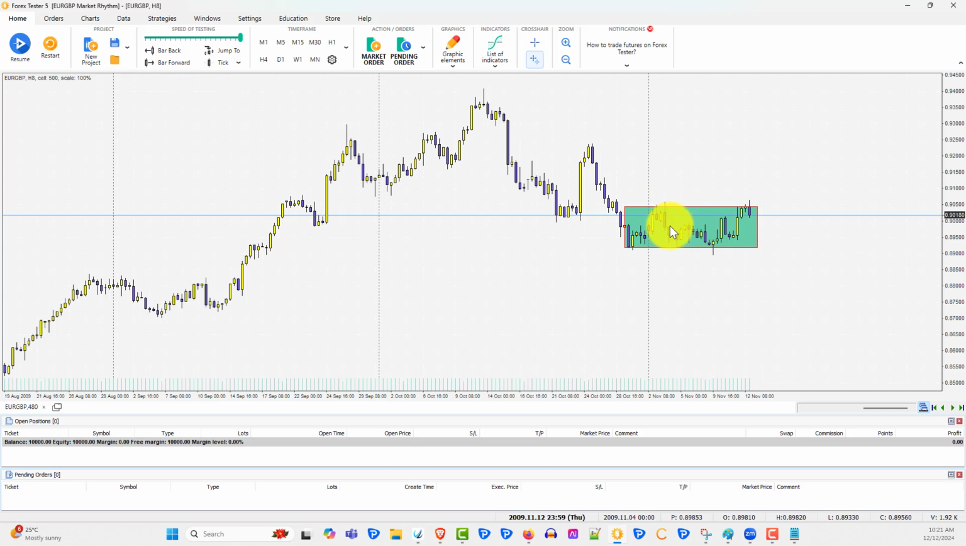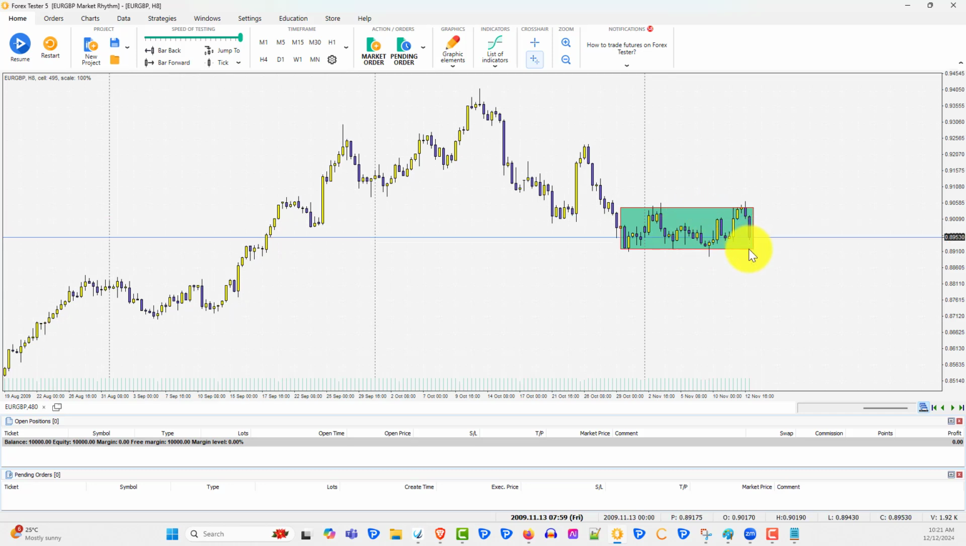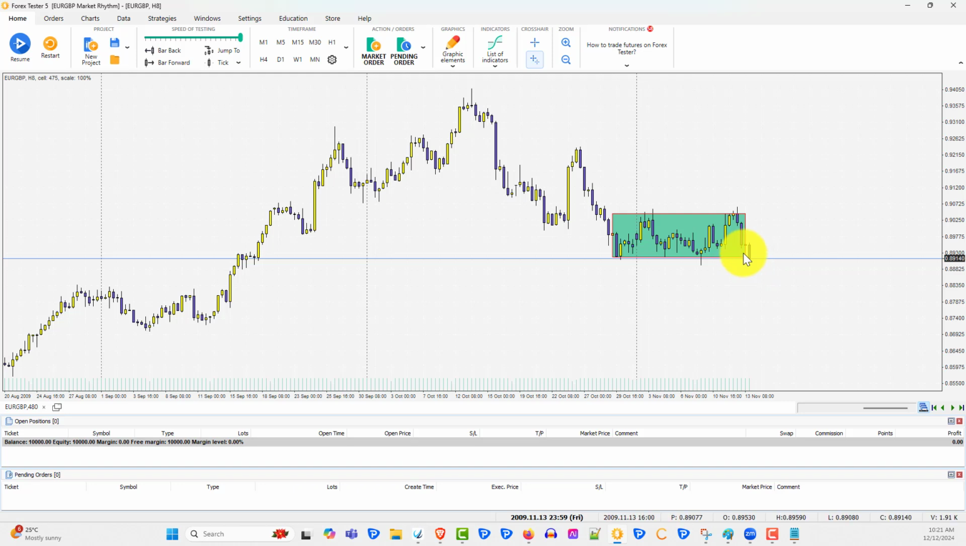We have this candle here that goes more than half the box, and this candle here goes 3/4 of the box. So you don't really want to see that. You want it to be many candles going from one edge of the box to the other. And so in this case, this looks like we may get a trend continuation to the downside.